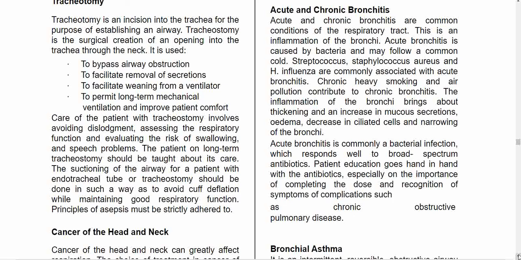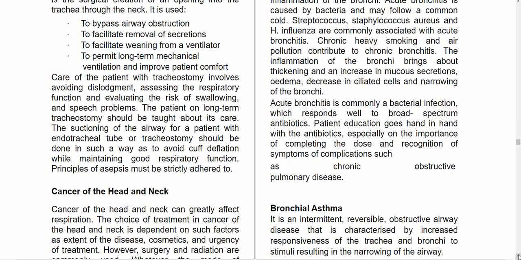So the patient on a long-term tracheostomy should be taught about its care. The suctioning of the airway for a patient with an endotracheal tube or tracheostomy should be done in such a way as to avoid cuff deflation while maintaining good respiratory function. Principles of asepsis must be strictly adhered to, that is, to avoid infection causing sepsis.